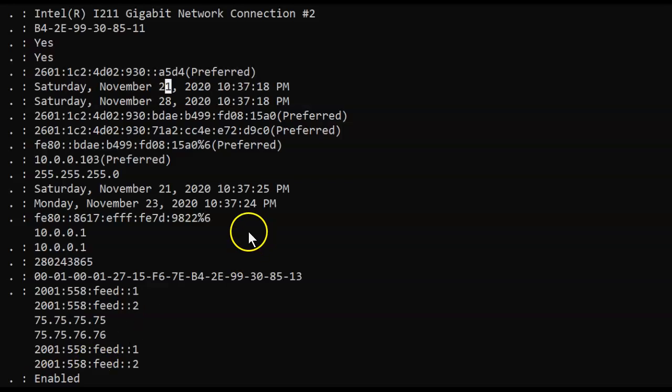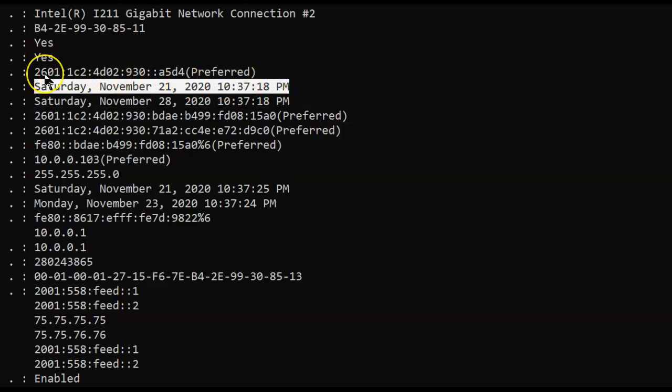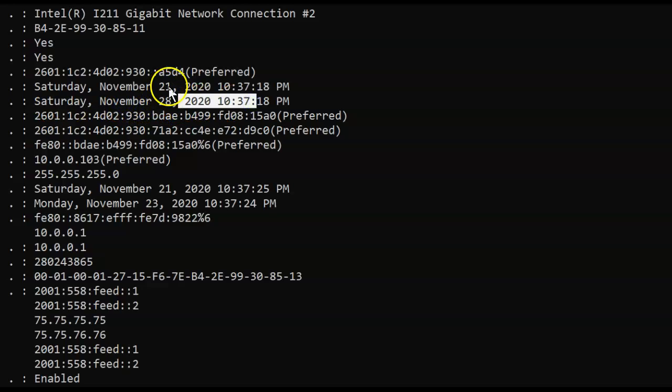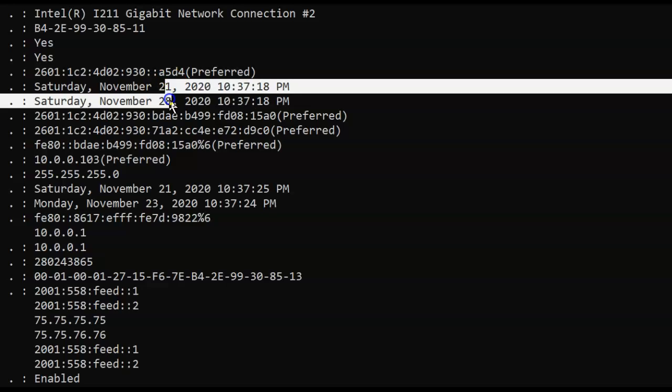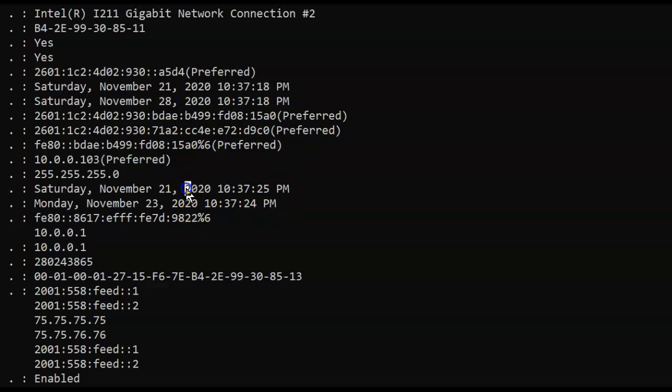When we looked at ipconfig/all, we saw something like this, and we pointed out the lease for my IP version 6 address was obtained here Saturday, November 21st, 2020 at 10:37. It's good until November 28th at 10:37. So we have a 7-day lease for our IP version 6 address. Down here we only have a 2-day period of time for our IP version 4 address.